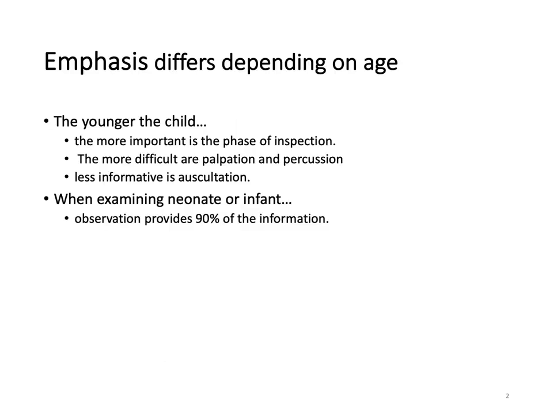The emphasis differs depending on the age of the child. The younger the child, the more important is the phase of inspection, and the more difficult are palpation and percussion, and the less informative is auscultation. When examining a neonate or infant, observation provides 90% of the information.